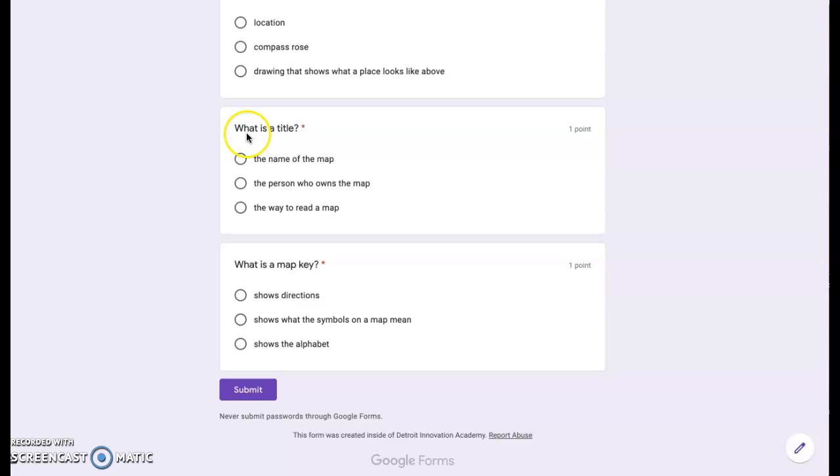The next question, what is a title? The name of the map, the person who owns the map, or the way to read a map? I'll read that again. What is a title? The name of the map, the person who owns the map, the way to read a map.